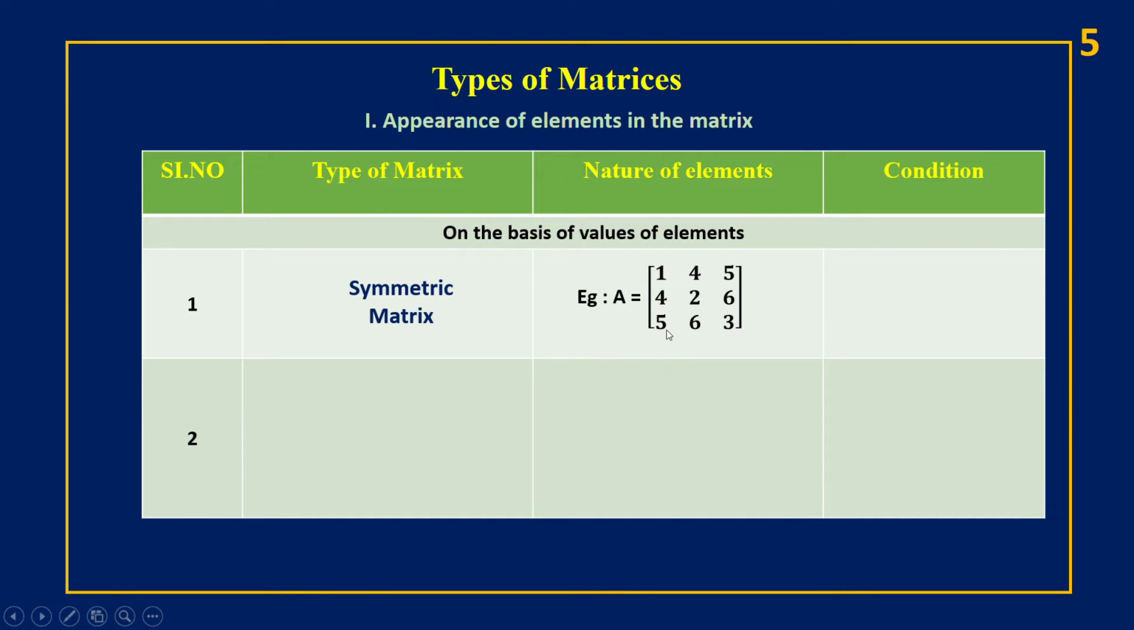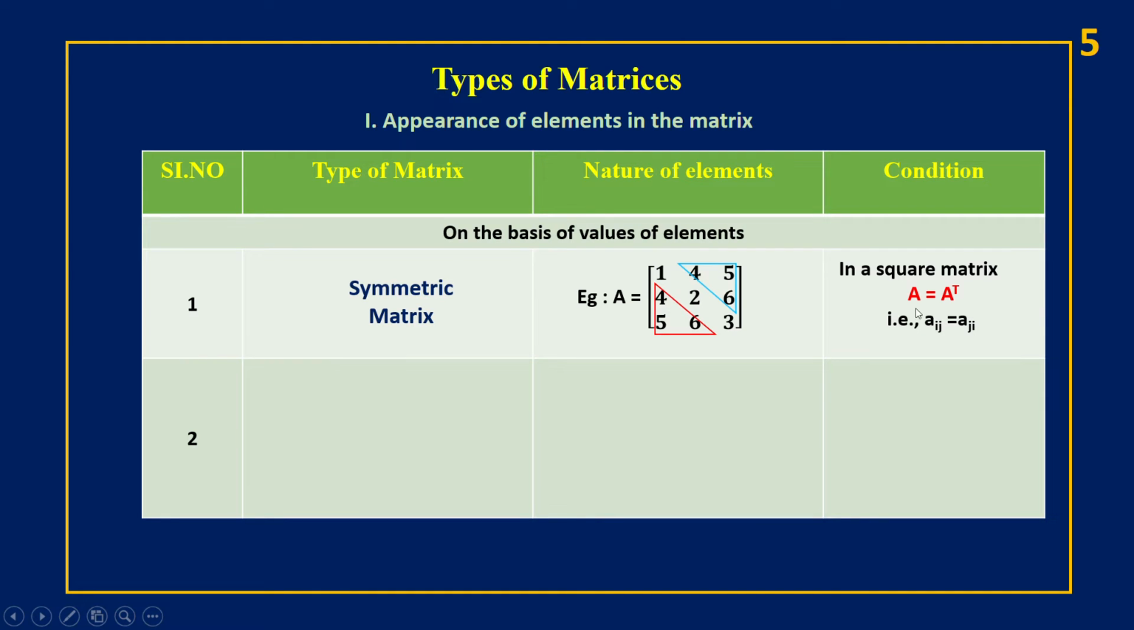Here I have taken one example. It is a 3 cross 3 matrix. It consists of 9 elements. Here we have to consider the diagonal elements only. Below the diagonal element is the lower triangle, above the diagonal element is the upper triangle. See the upper triangle and lower triangle. Here also 4, 5, 6. Here also 4, 5, 6. So the elements above the diagonal and below the diagonal are equal in value. Hence we can find out whether the matrix is symmetric or unsymmetric.